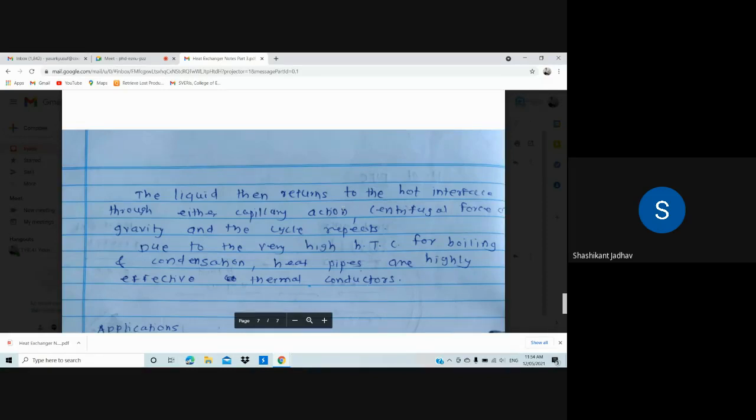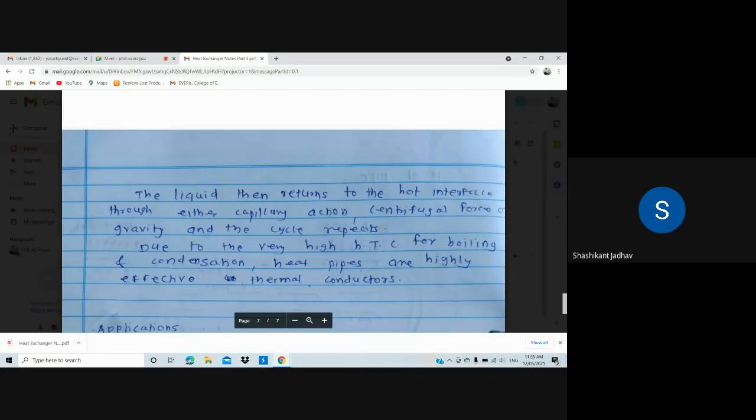due to the very high heat transfer coefficient for boiling and condensation, heat pipes are highly effective thermal conductors. ओके फुल स्टॉप. सो दिस इज द वर्किंग ऑफ द हीट पाईप. देन वी हॅव टू राईट डाऊन द ऍप्लिकेशन्स वेअर वी हॅव टू यूज दिस हीट पाईप.